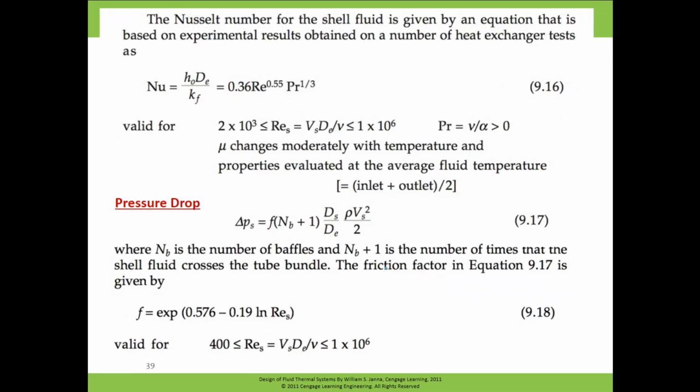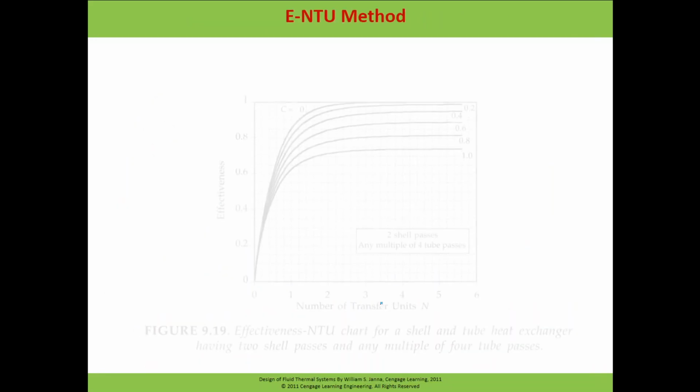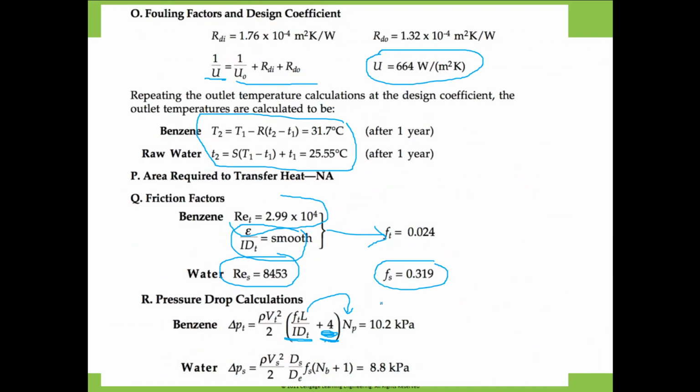So for the shell side friction factor, we will use this correlation, which is valid for Reynolds number greater than 400 up to 1 million. In our case, the Reynolds number for the shell side is 8000, so we can use that expression, and the friction factor for the shell side comes out to be 0.319.